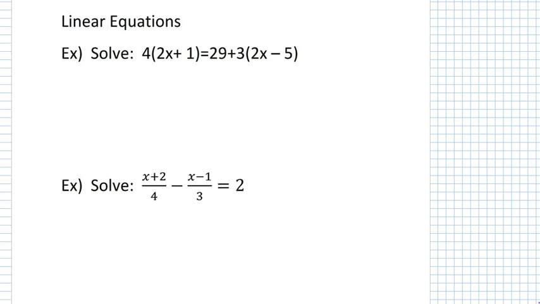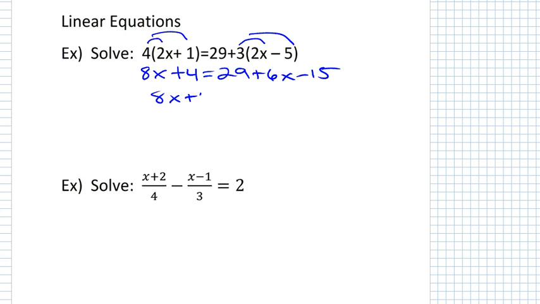Alright, welcome to our video on section 7 where we talk about solving equations. We'll start out with linear equations where here you distribute first, so you get 8x plus 4 and then equals 29 plus 6x minus 15.